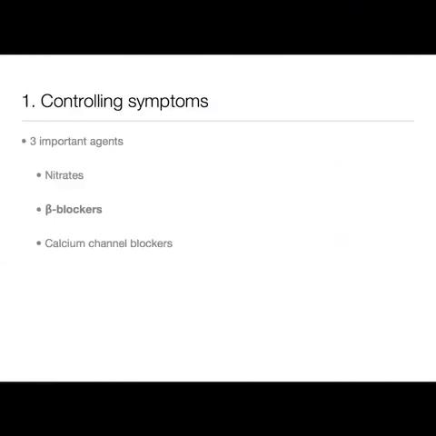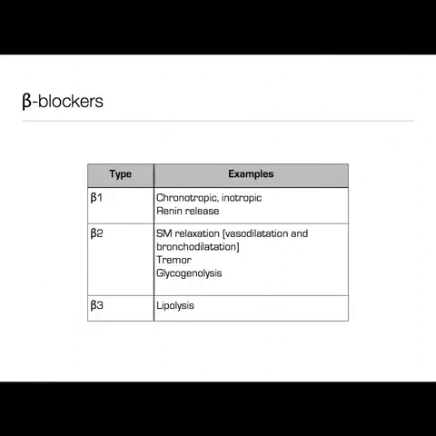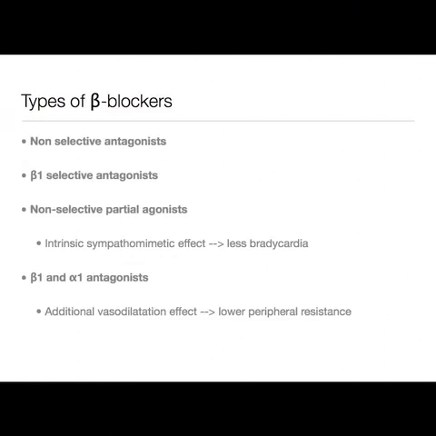The second class of drugs used in the symptomatic relief of angina are beta blockers. As mentioned earlier, they have a negatively chronotropic and inotropic effect, as they act mainly on the beta-1 receptors of the myocardium. This reduces oxygen demand on the myocardium, improving exercise tolerance and relieving symptoms. There are many different types of beta blockers which can be classified according to their actions. They can be either non-selective or selective beta-1 antagonists, non-selective partial agonists, and beta-1 and alpha-1 antagonists.